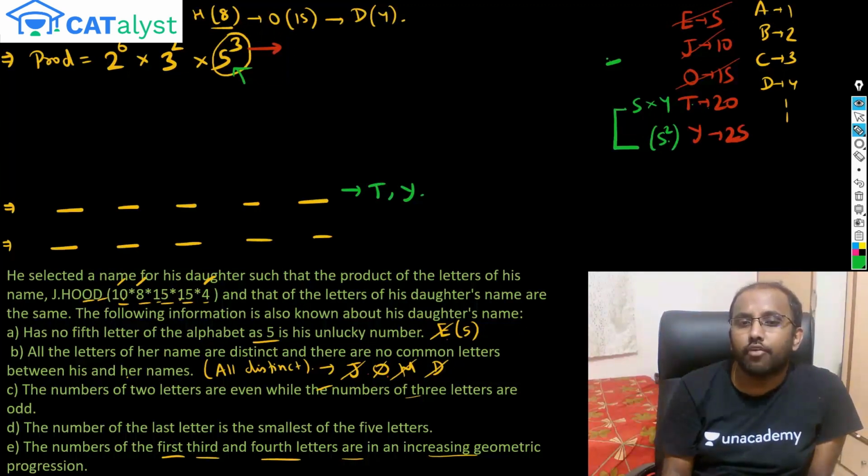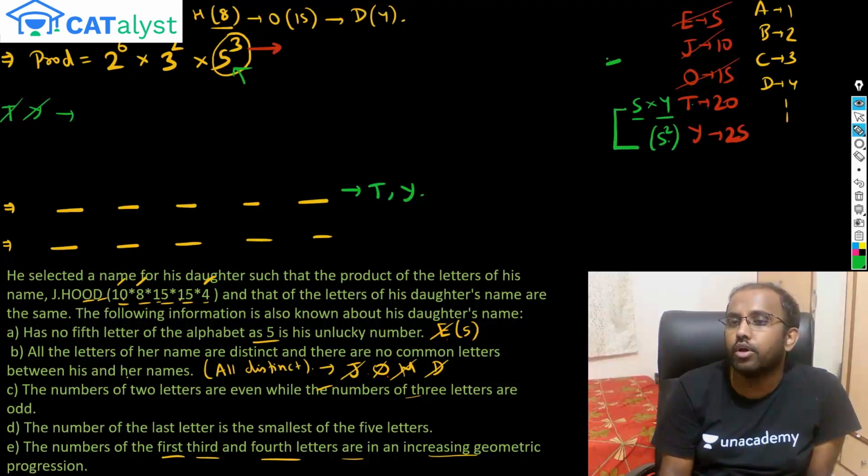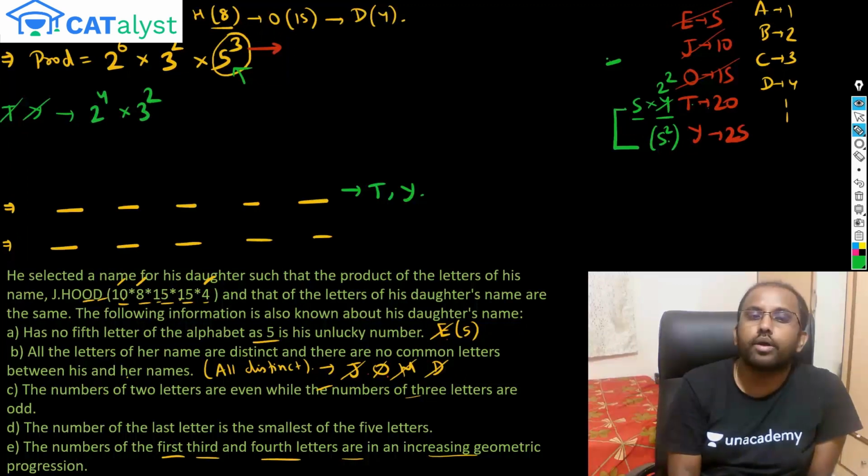Now if you see, guys, once I'm done with T and Y, what balance do I have now? Out of these product factors, I used 5 into 4, and 4 is basically 2 squared. So I used 2 squared. So my balance is 2 raised to 4 and 3 squared, because 5 cube has been completely used, right?